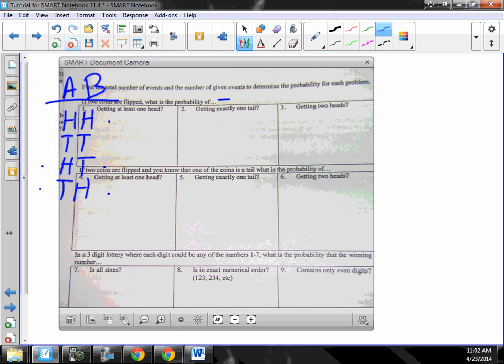So it's one of those, and the HH disappears. So if you know that the HH is gone, what is the probability of getting at least one head? 2/3, 2 out of 3.